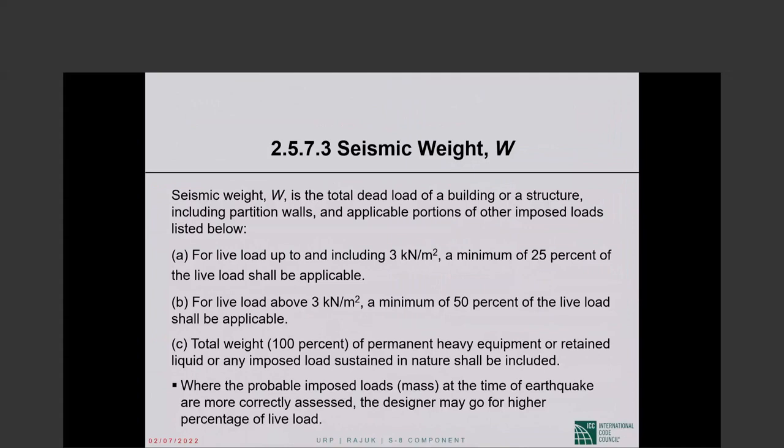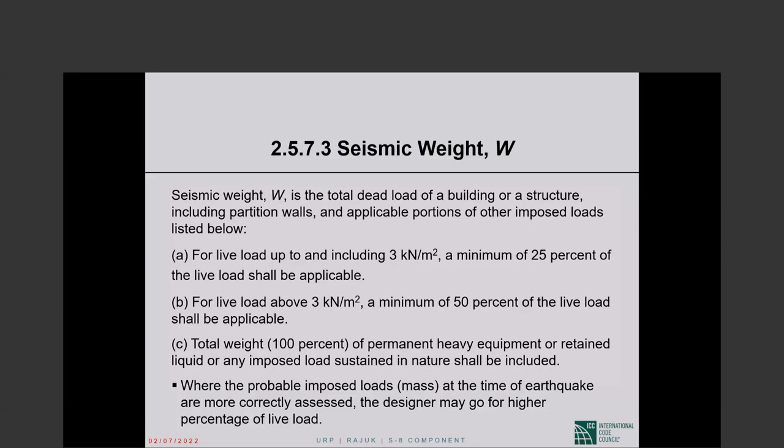Seismic weight in BNBC: seismic weight is the total dead load of a structure, including partition walls, and applicable portions of other imposed loads listed below. So very similar to ASCE 7, except for dead load, it says including partition loads, and I believe those are fixed partitions that are being talked about. The applicable portions of other imposed loads are for live load. This is all different from ASCE 7.